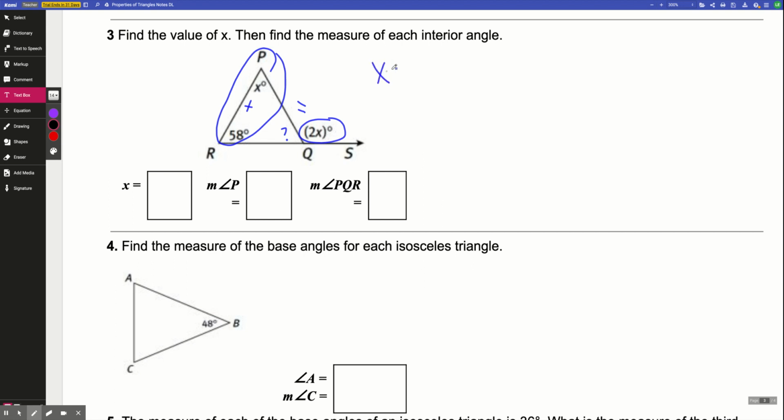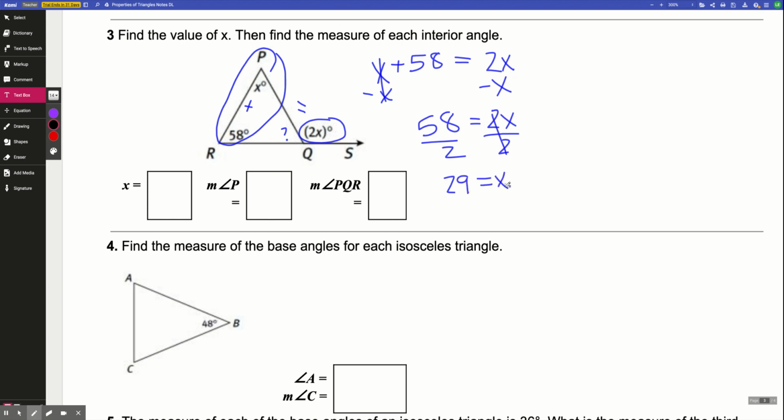Again, I have my two remote interior angles, which have to equal the exterior angle. So I have X plus 58 has to equal 2X. I'm going to subtract X from both sides so I can get all of the X's on one side of my equal sign. So I have 58 equals X. Wait, 58 equals 2X. Then I'm going to divide by 2 on both sides, divided by 2, divided by 2. So I end up with 29. X is equal to 29.